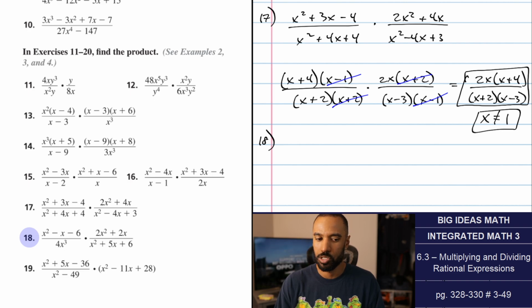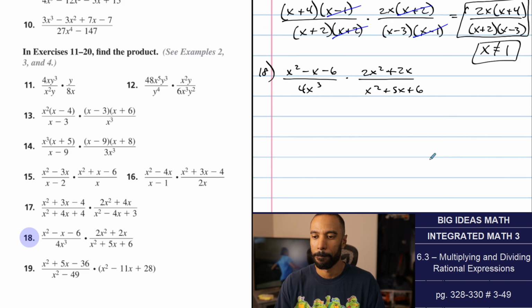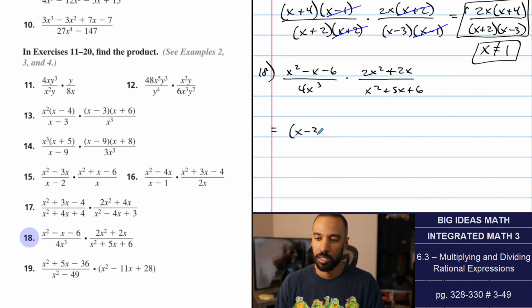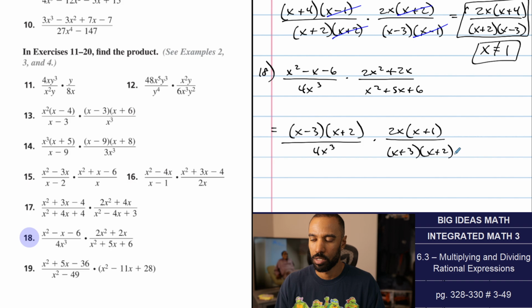Seems simpler. Well, there's less to factor. All right, 2x squared plus 2x over x squared plus 5x plus 6. Okay. x minus 3 times x plus 2 up top. On this side, a 2x can factor. You have x plus 1. On bottom, you have an x plus 3 times x plus 2. Okay. x plus 2's.